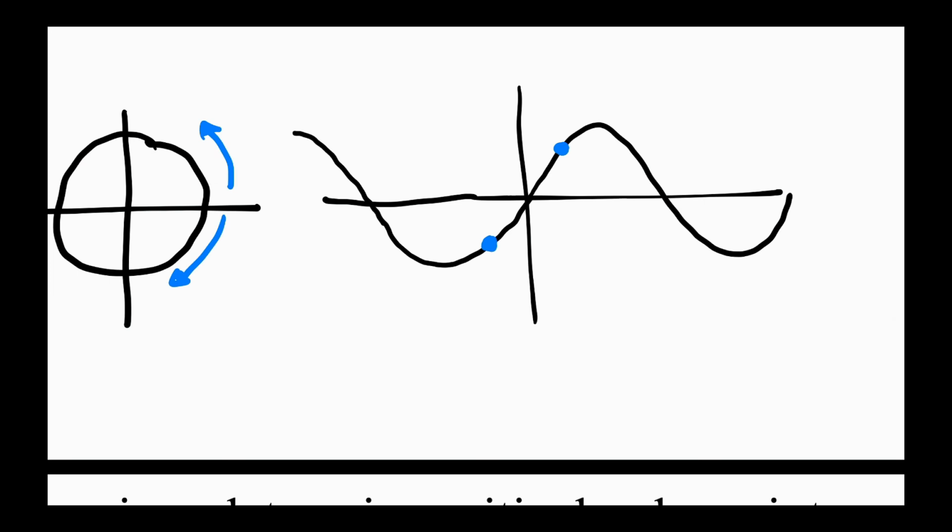One's positive and one's negative. Why are they the same number? They're squared, right? They have the same absolute value. So when I square them, they're going to be the same number. So that's why negative pi over 4 is there. Okay.